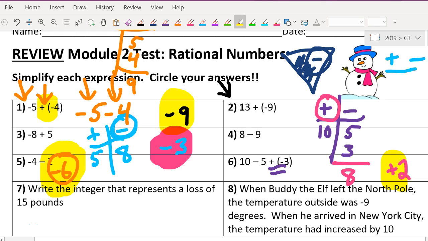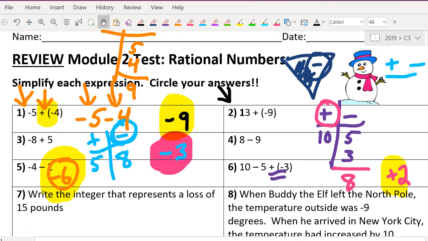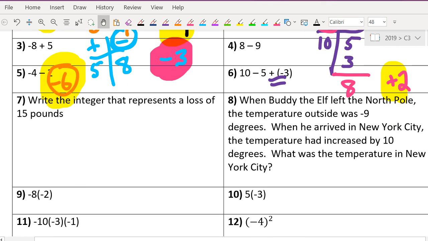Good job, sir. Okay. All right, now number 7 is just kind of an easy one. It's just saying what number, that's a fancy way for saying integers, because integers include negative numbers. So what integer stands for a loss, meaning you lost money? Would you use a positive or negative for a loss? Negative. So what number would we use for losing 15? Negative 15. It's easy. That's all it is.